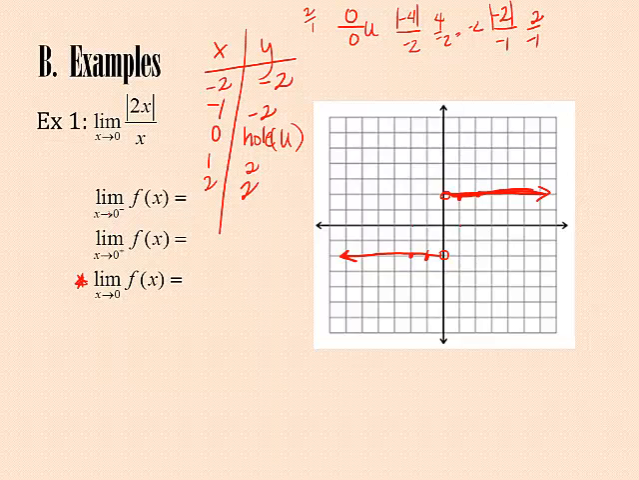So if I look at this, the limit as x approaches 0 from the left, so I'm looking from the left, that looks like it's approaching -2. What's the y value there? It's -2. The limit as x approaches 0 from the right is +2. Do these match? No, they do not match. So I would say it does not exist. I hope that makes some sense.